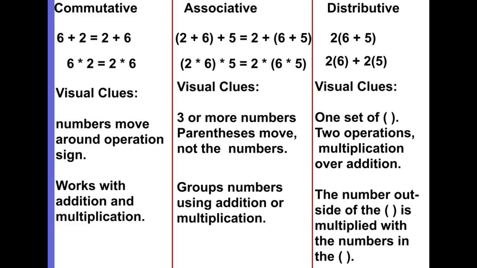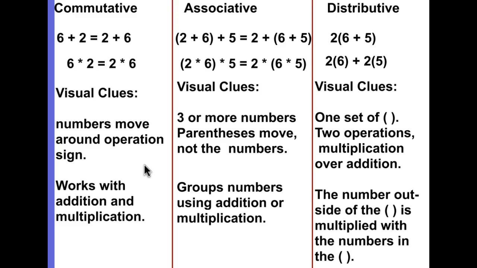So let's take a look at this organizer and see if we can identify some of the visual clues and some key things to look for. So commutative, again, I've got 6 plus 2 equals 2 plus 6, or 6 times 2 equals 2 times 6. Visual clues, the numbers move around the operation sign. The 6 and the 2 switch places here. So they move around the addition sign. They move around the multiplication sign. And commutative property works with addition and multiplication.